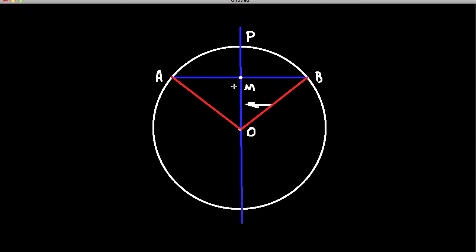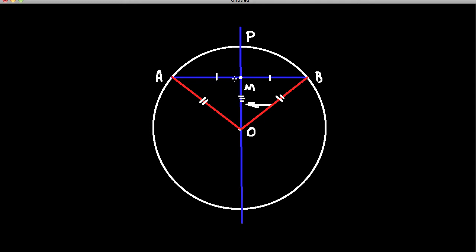Now, I've said that this is the midpoint of the chord, this M, so that means that this line is equal to this line. Since both of these red lines are radiuses, I can say that this line is equal to this line. And of course the line OM equals itself. So I have two triangles, and these two triangles are congruent by side, side, side.